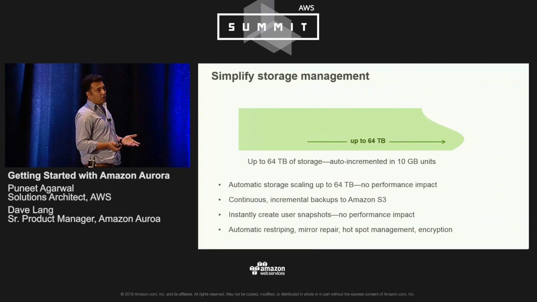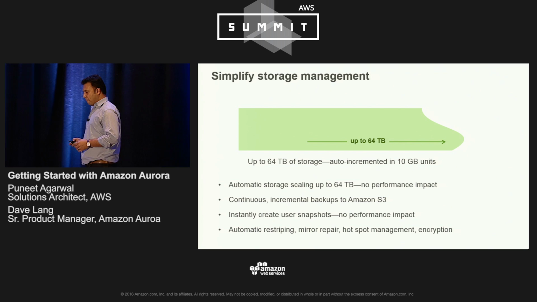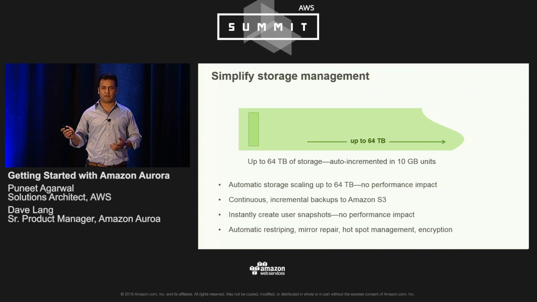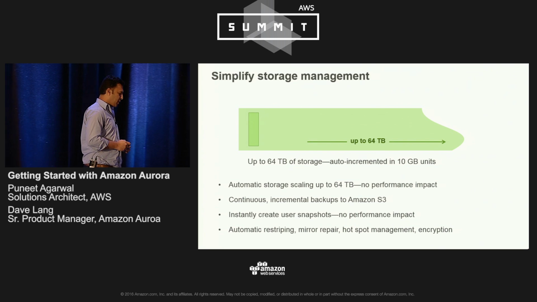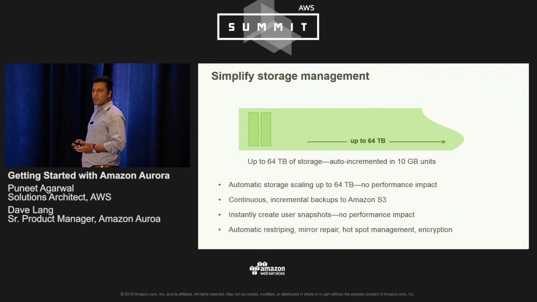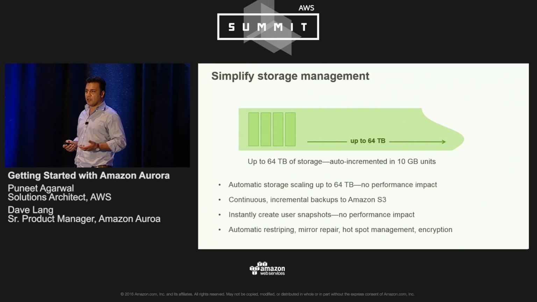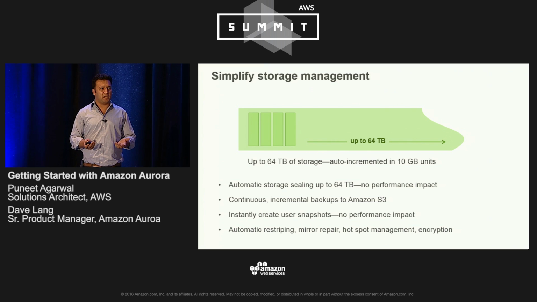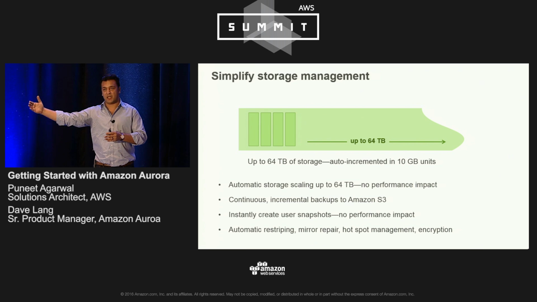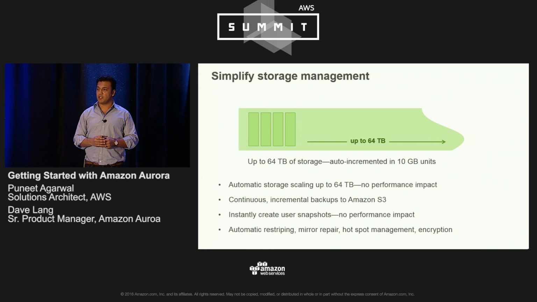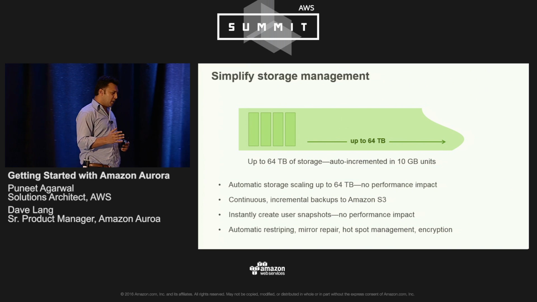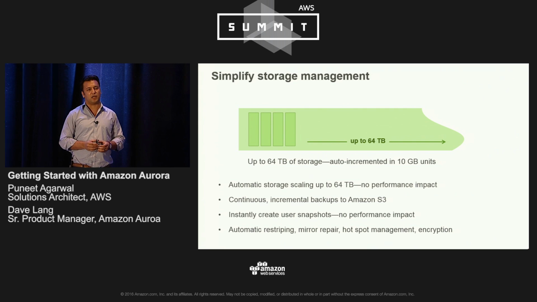In case of Aurora, that's not the case. When you start an Aurora database, you are given a 10 gig chunk of storage, and you're just paying for that 10 gig chunk at that time. But as your usage grows, we automatically add more 10 gig chunks of storage to your database on demand. So in terms of storage management, you don't really have to do anything. The storage will automatically grow up to 64 terabytes, which is, by the way, another major feature of Aurora. It supports up to 64 terabytes of storage, and that is more than 10 times what we support with other RDS engines.